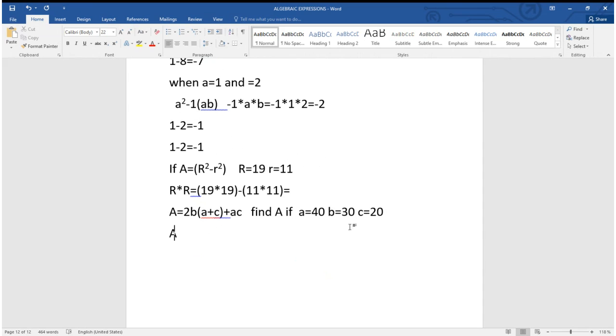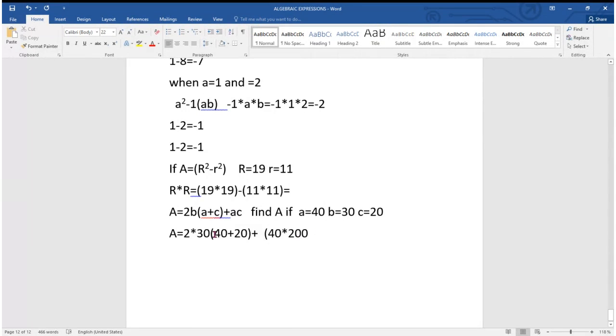So you say capital A is equal to 2B. 2B means 2 times B. So 2, you multiply by the value of B, which is 30. Then you open the brackets here. Inside here, you add A plus C. So A is 40, so you add 40 plus C is 20. And then here you add AC. AC is A multiplied by C, which is 40 multiplied by 20. I can put this one into a bracket, but you can see this one is different from the others.